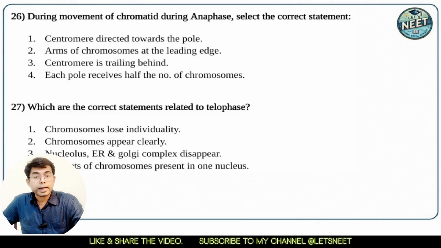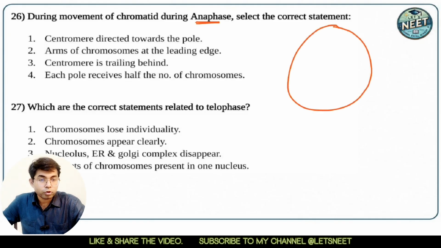Next question. During movement of chromatids during anaphase, select the correct statement. See, during anaphase, there are 2 poles.